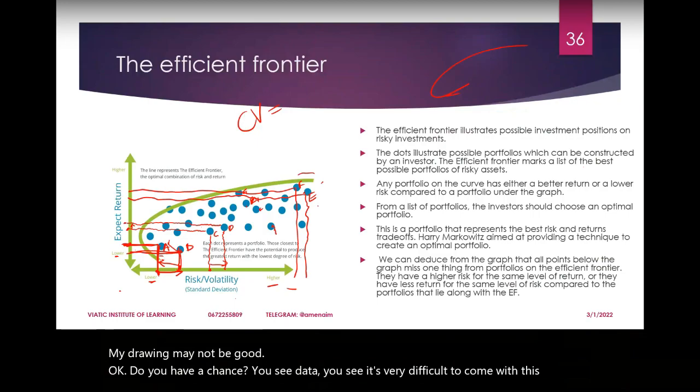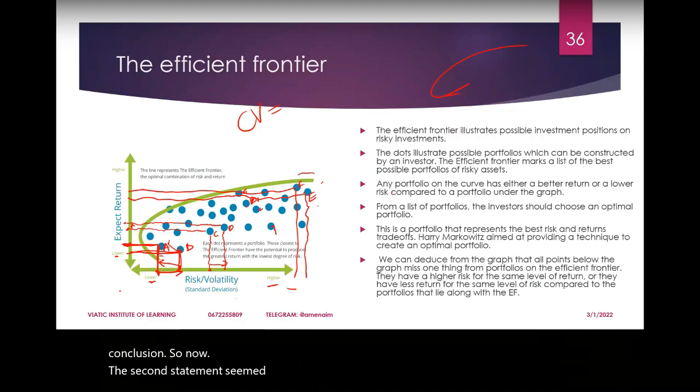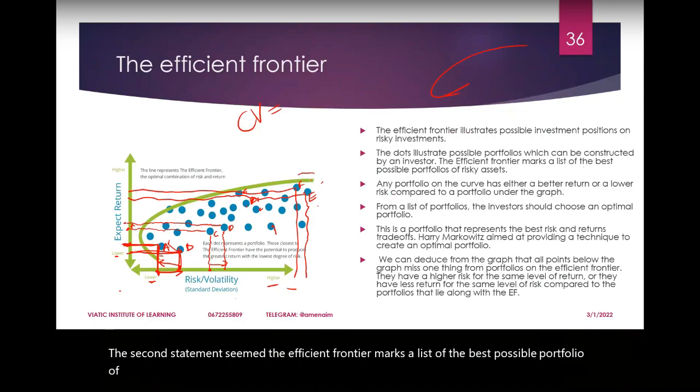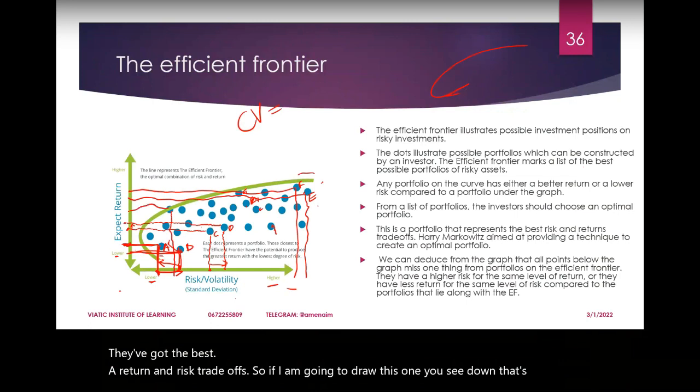So now, the second statement says the efficient frontier marks a list of the best possible portfolios of risky assets. So all investments or all portfolios which lie on this green line are the best. Why? It means that they've got the best return and risk trade-offs. So if I'm going to draw this one, you see here, down, that's the risk. This is the return.